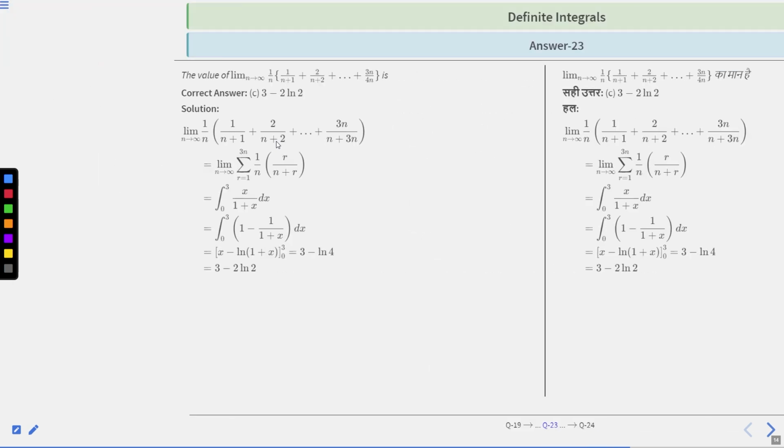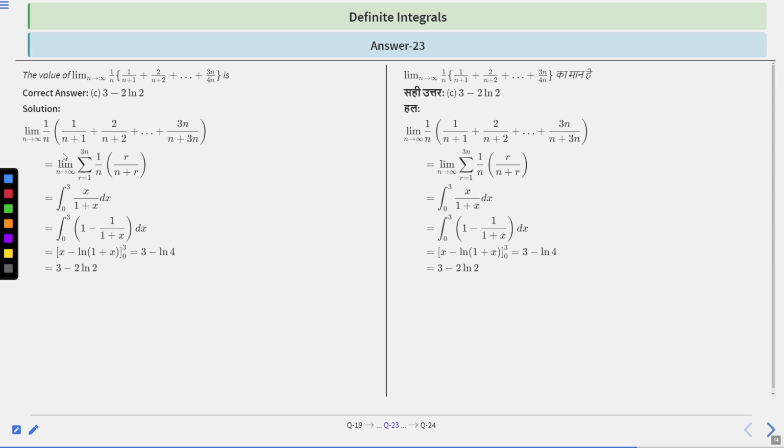Okay, let's move to the solution part C. We can write limit n tending to infinity of 1 by n times (1 upon n plus 1, plus 2 upon n plus 2, till 3n upon n plus 3n). Therefore, it can be written as limit n tending to infinity, summation r equal to 1 to 3n, 1 by n into r upon n plus r.